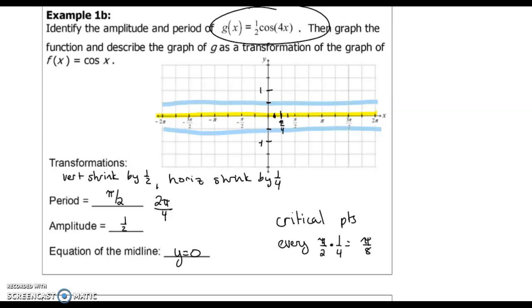It's going to complete one period from 0 to pi over 2. So this is a cosine function, so it starts up because it didn't have any reflection. If it had reflection, I need to look at it and see where it starts. But it starts up, and then we have our point that is on the x-axis or the midline, and then it hits its minimum, and then it hits the midline, and then the maximum, the midline, and so on.